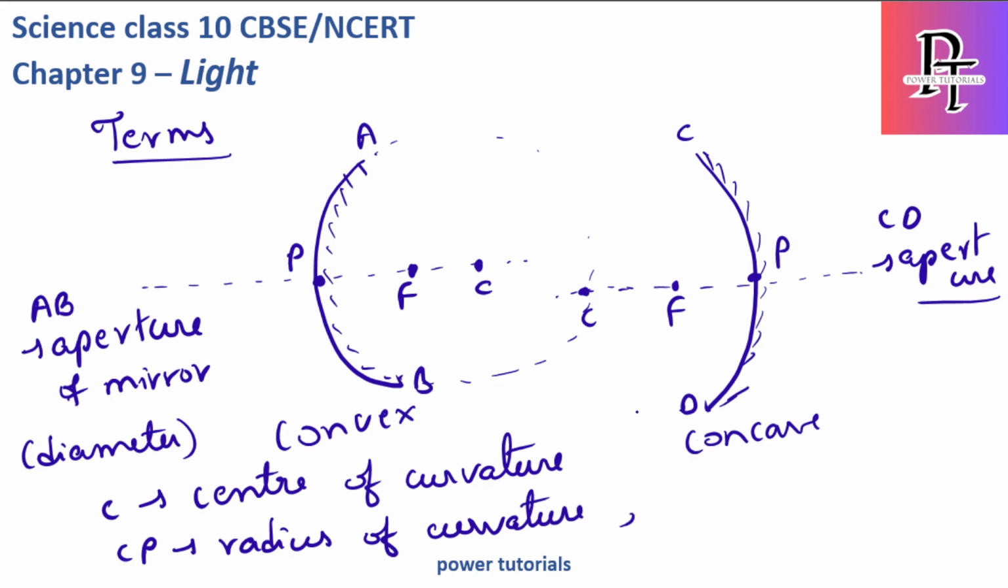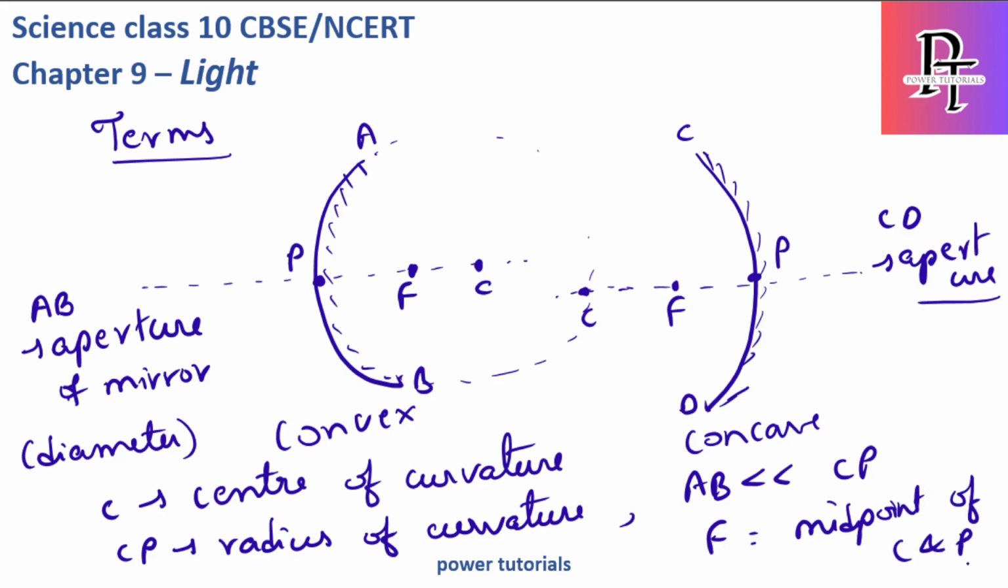And now we are assuming that the aperture AB is much lesser than CP. If AB is much lesser than CP, then we'll get a focus point which is nothing but the midpoint of C and P. Okay, so I will write in here, this is R and this is F. Here also I will write, this is F, which is nothing but the focal length. This is R, which is nothing but the radius.